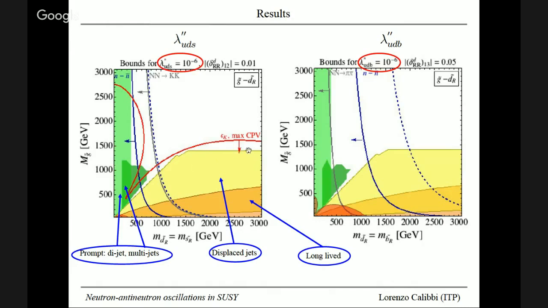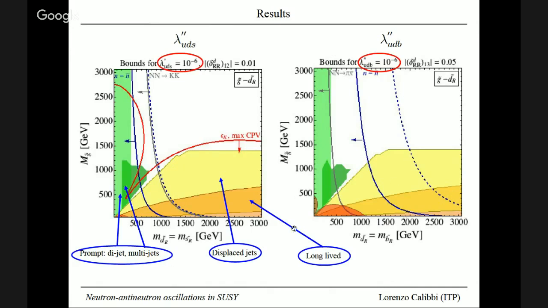Then, if you have a maximal CP violation in KK bar mixing, all the region below this red line is excluded by epsilon K, so by CP violation in KK bar. Of course, you can reduce this constraint if you assume that the phase is somehow suppressed.